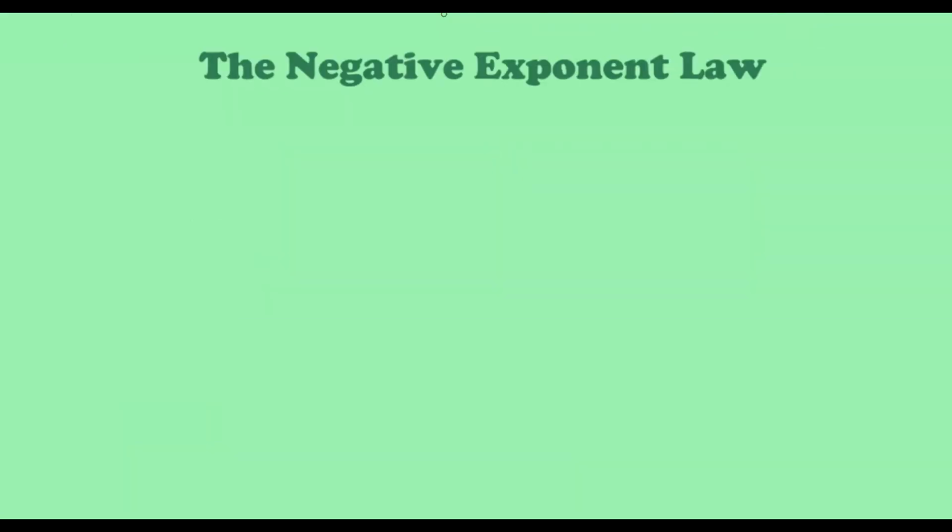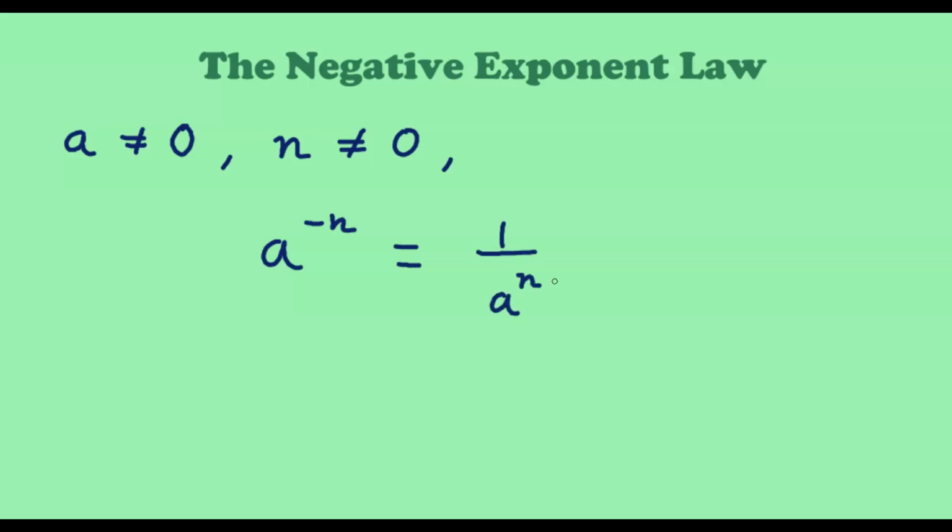The next law is the negative exponent law. Now, according to this, if we have a real number a, which is not equal to 0, and we have a real number n, which is also not equal to 0, then a to the power of negative n is equal to 1 divided by a to the power of n. So this is the negative exponent law, and it tells us what to do when we have a negative exponent.